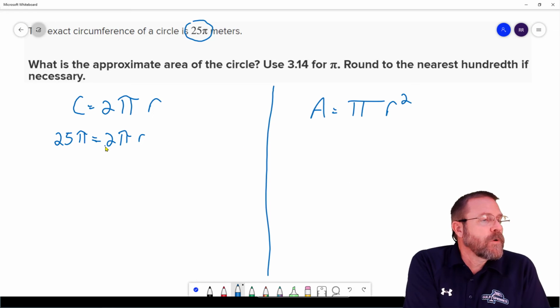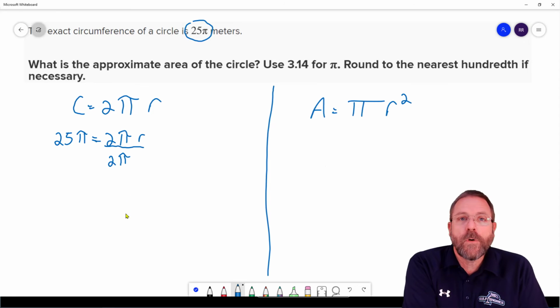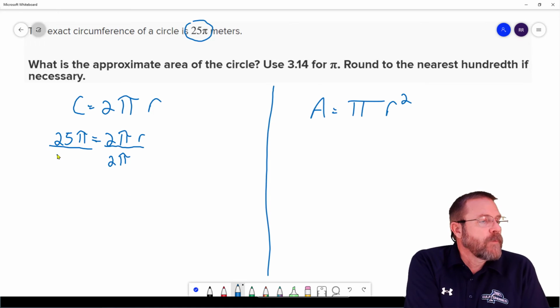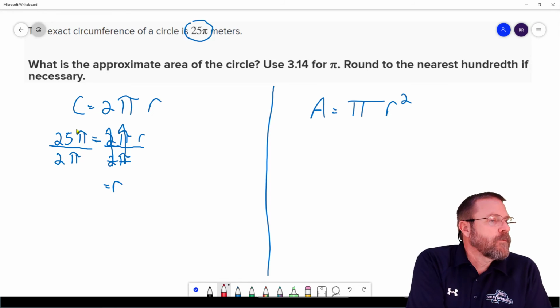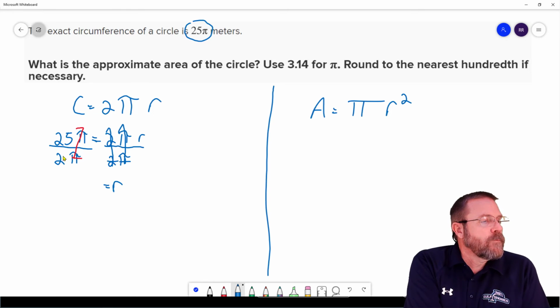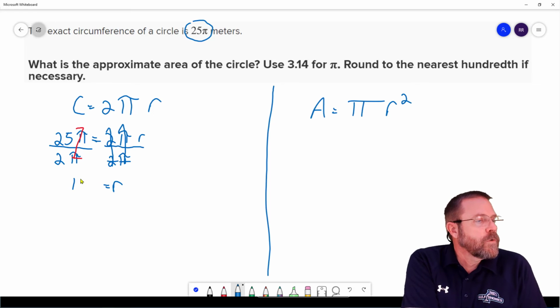Now we're going to isolate the variable by taking away r's friends. His friends are 2 and pi, which are multiplying, so we're going to divide them. I'm going to divide them on both the left and the right. So now I've got the 2's divided out becoming 1, the pi's divided out becoming 1. 1 times the radius is going to be the radius. And on the other side, I've got pi divided by pi is equal to 1 again. And then from here, 25 divided by 2, that's going to end up giving me, nope, not 14, 12. Let's try that again. 12.5 is equal to my radius.